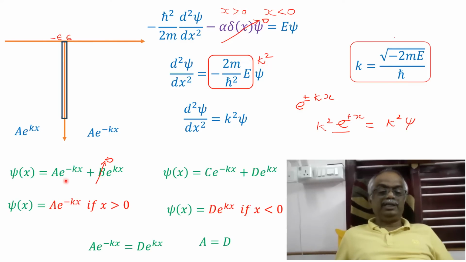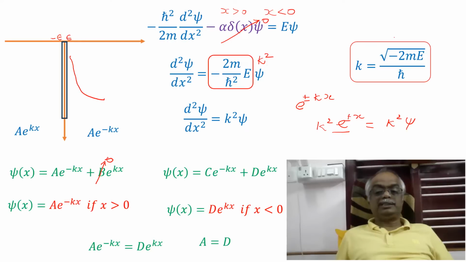So naturally, you will have only one solution on the right hand side. That is a e power minus kx if x is greater than 0. So that's what I have written. Ignoring the origin, this wave function is an exponential one.